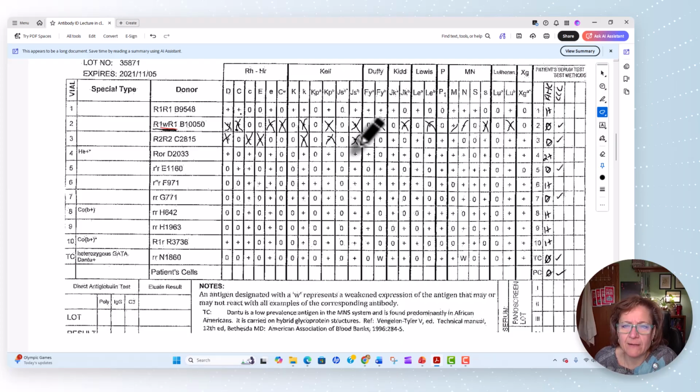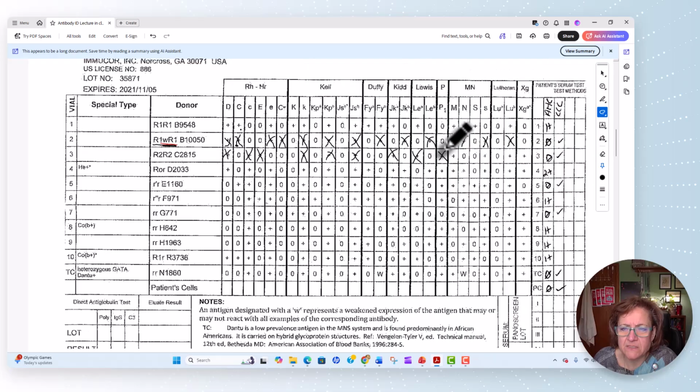So JKA has a double dose, Lewis A has a double dose. P is zygosity indeterminate, so it gets a double dose. M gets a double dose, little s gets a double dose, and Lutheran B gets a double dose, and XGA, zygosity indeterminate, gets a double dose. So go ahead, pause the video. I want you to do the rest of the cells. Remember, we only do the negative cells.